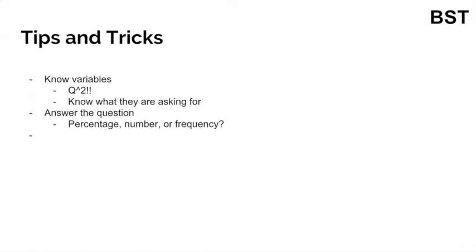Alright, to finish it off, we're just going to look at some tips and tricks to make solving these problems a little bit easier. The first is, like I said before, to really know the variables well. First is about q squared. q squared is usually what they're going to ask you to solve, and usually what you can solve for first.